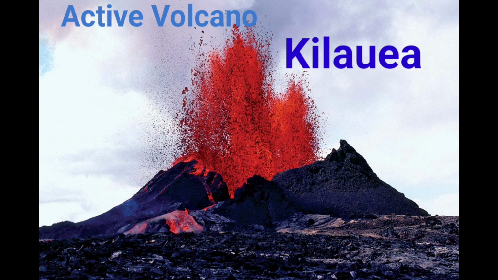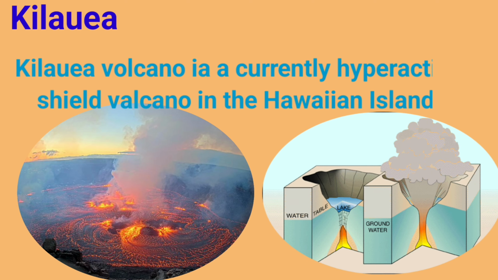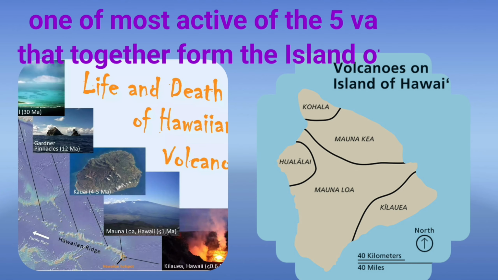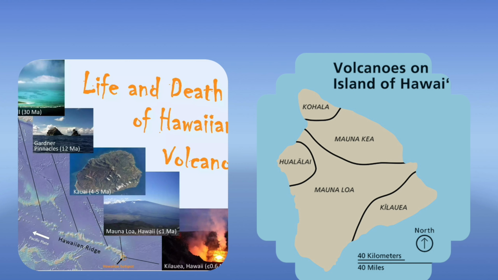Kilauea volcano is located along the southeast shore of Hawaii Island. Kilauea volcano is a currently hyperactive shield volcano in the Hawaiian islands. Kilauea is one of the most active of five volcanoes that together form the island of Hawaii, which has been erupting since 1983.